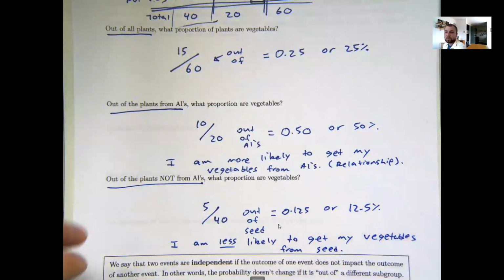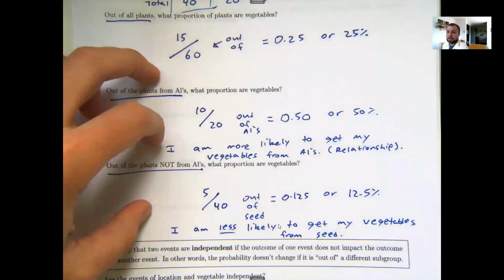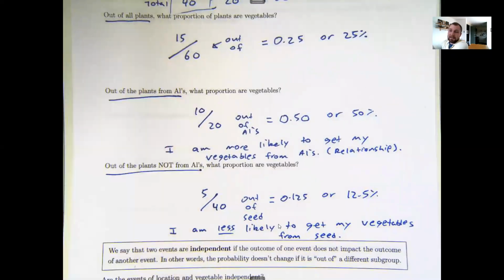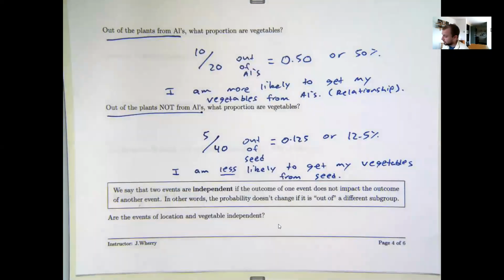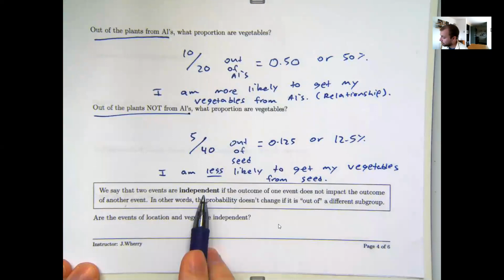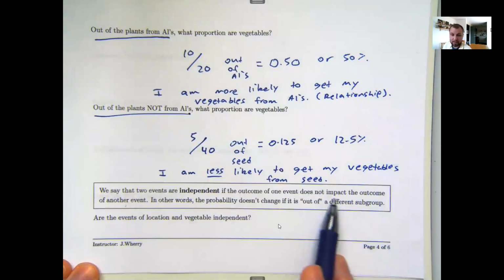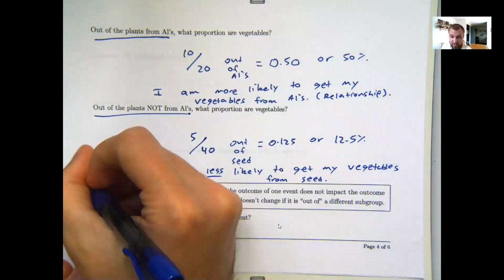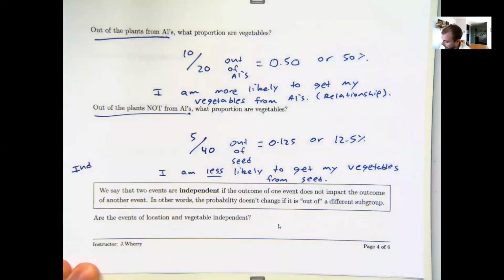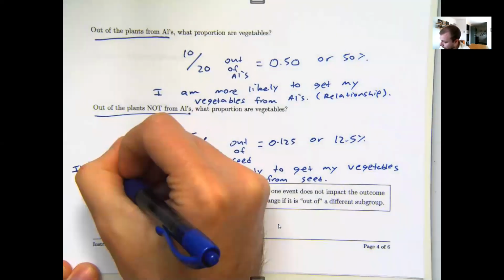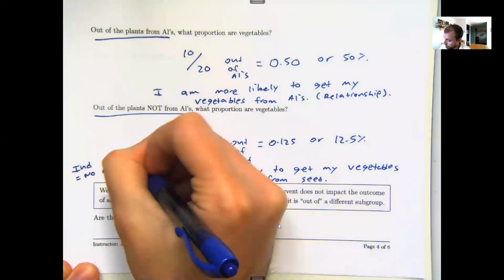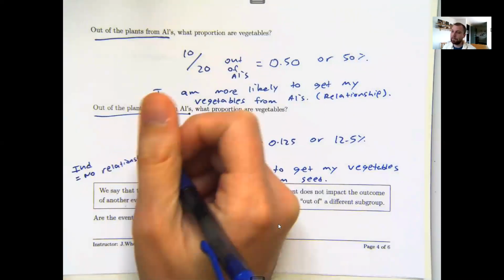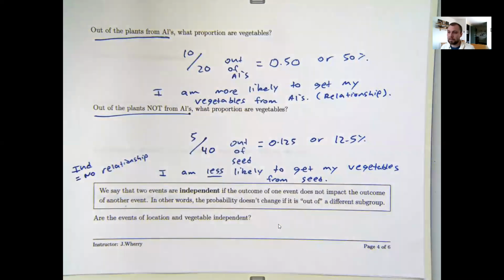So again, this is telling me that there's a relationship between these variables. The statsy way of saying this is independent and dependent. We say two events are independent if the outcome of one event does not impact the outcome of another event. So independent, which I usually abbreviate as IND, means that there is no relationship between the variables. Having red hair and having a calculator: having red hair does not impact the likelihood that you have or do not have a calculator. There's no relationship. They do not affect each other.